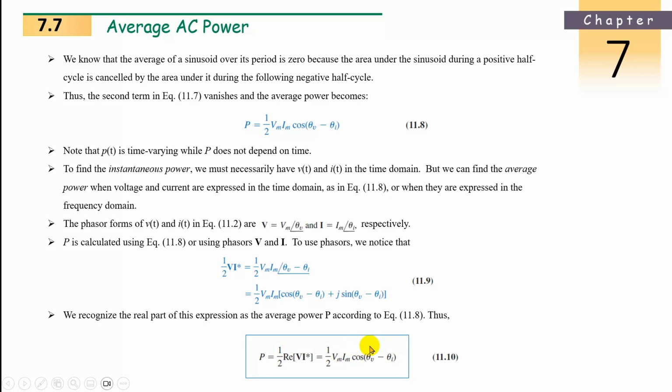Which equation is it? What we found in the time domain, half Vm Im cos(theta V minus theta I), we found there by integration and multiplication. But with the phasor form, in 1, 2, 3 steps we got it. There we had many steps; here only 3 steps. Same equation: half the real part of V I, which is your average power, because we are neglecting the imaginary part.